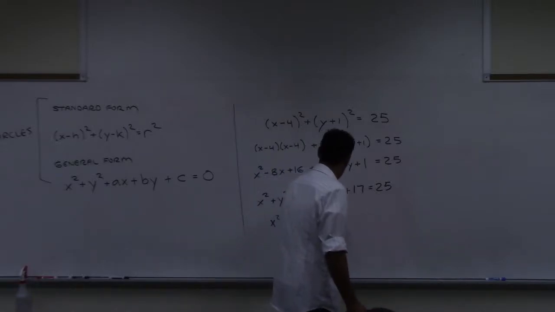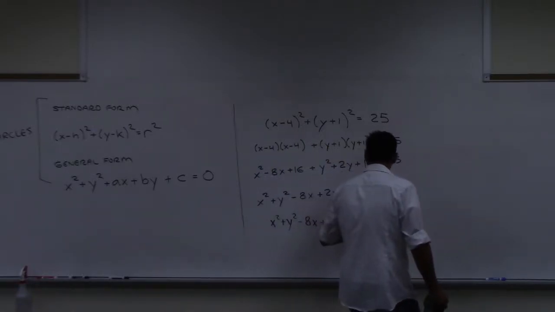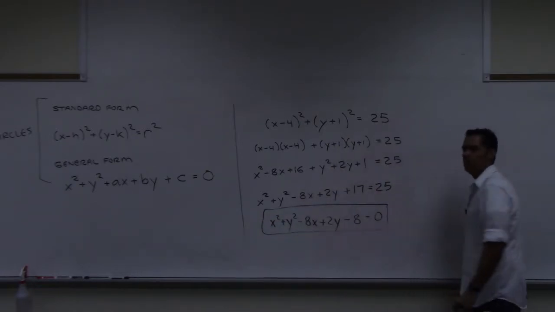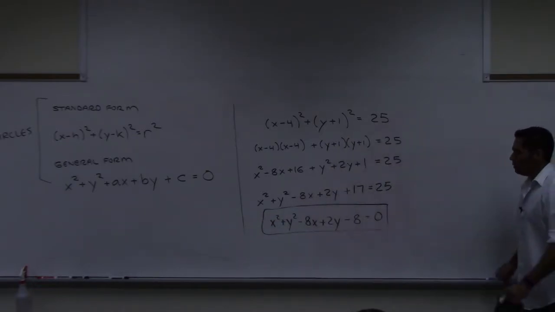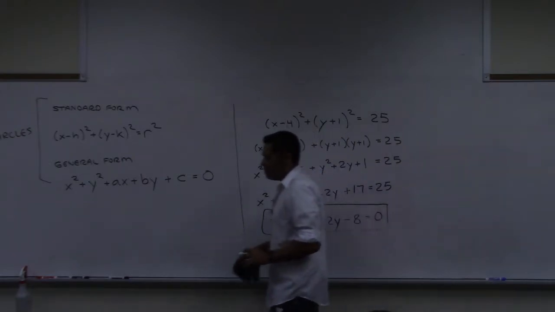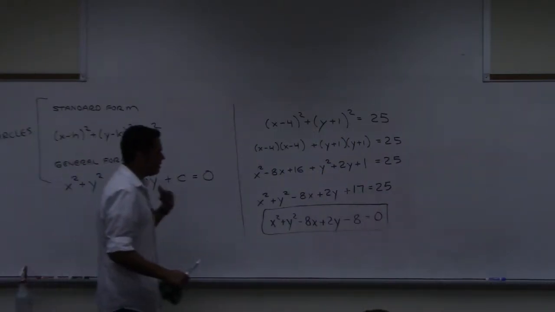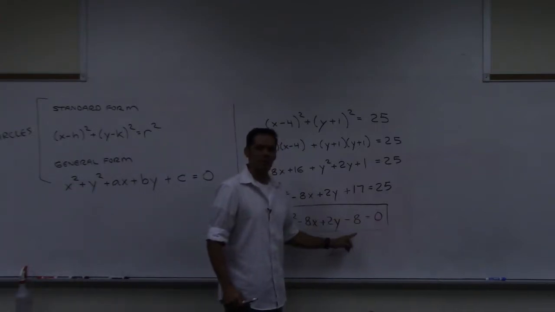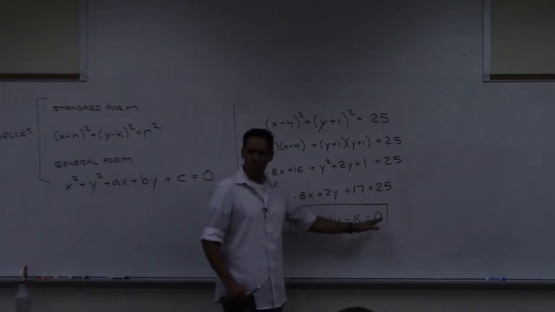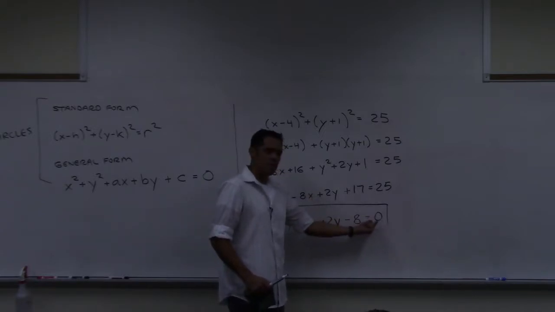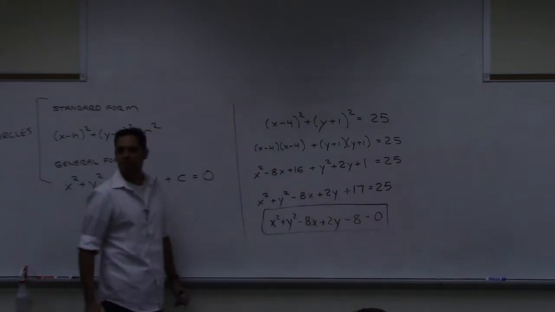plus 2y minus 8 equals 0. There you go. That's your general form. Now that I think about it, because I did the homework earlier today, I believe that when I did the homework, I always moved that constant to the other side. That was just a force of habit. It doesn't matter which way you do it. You can leave it equal to 0, or you can move that constant to the other side.